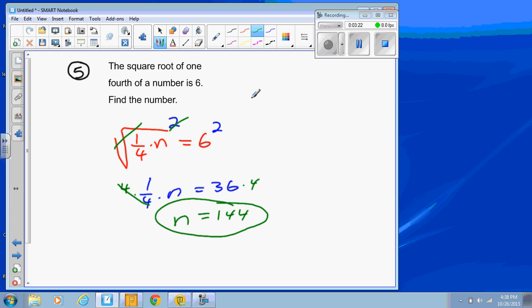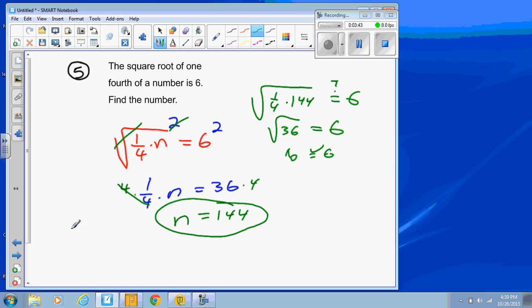And I should check that. The square root of 1/4 times 144 equals 6, question mark. 144 times a fourth is 36. So that's the answer. Square root of 36 is 6. 6 equals 6. That's perfect. So that's correct. So 144 for number 5.